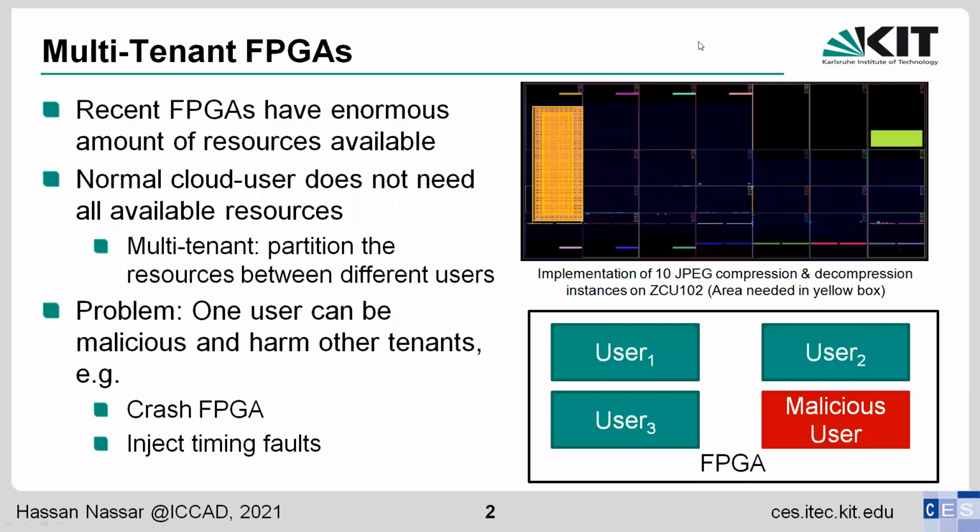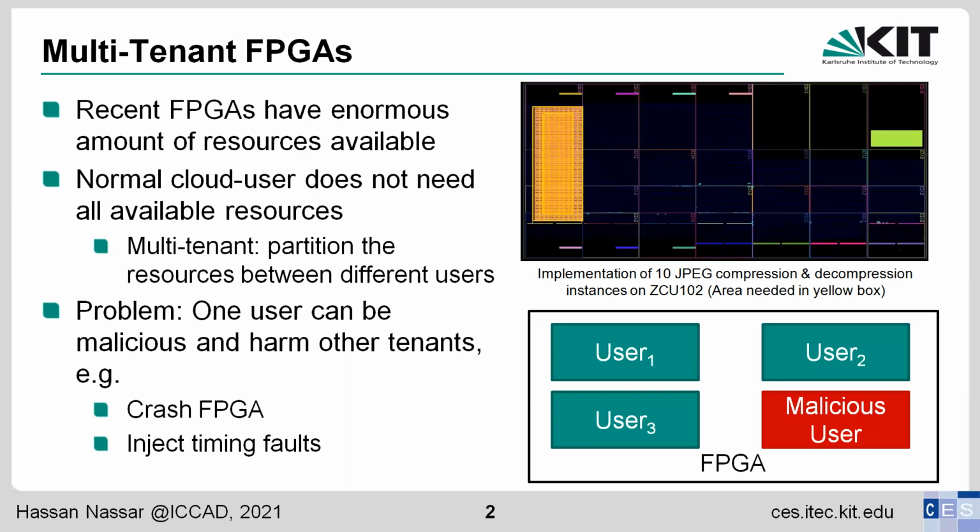So let's start with some introduction about what multi-tenant FPGAs are. In recent years, the new FPGAs have an enormous amount of resources available. For example, up on the right we have an implementation of 10 JPEG compression and decompression instances on a ZCU102 FPGA board. All the area needed for these 10 instances to run in parallel is the one highlighted in yellow, and everything else is still empty.